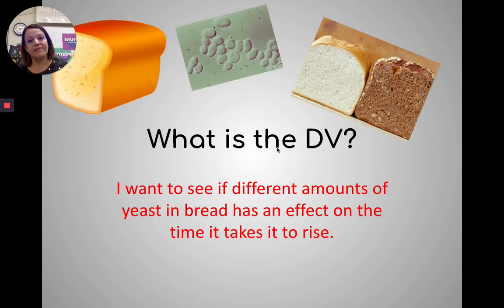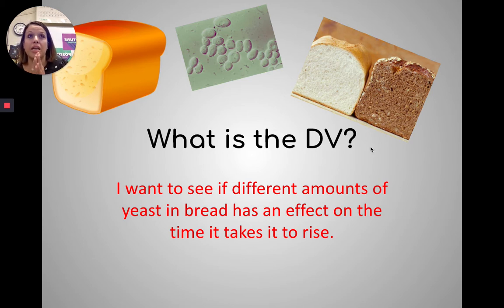Here's another one. Here's some gross little mold. Oh, no, that's yeast. Okay, read the question, Miss Mandridge. Okay, the question is, I want to see if different amounts of yeast in bread have an effect on the time that it takes to rise. Okay, and now I'm wondering what is the dependent variable.